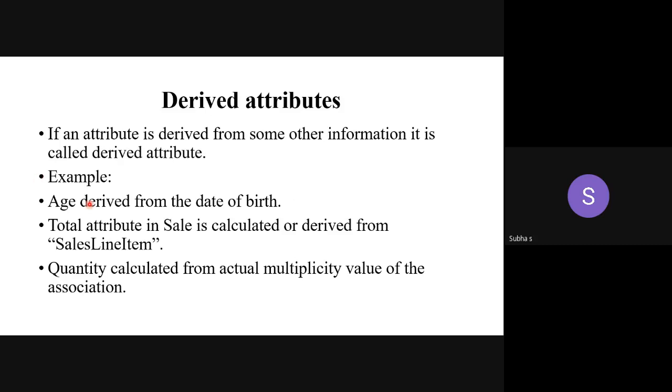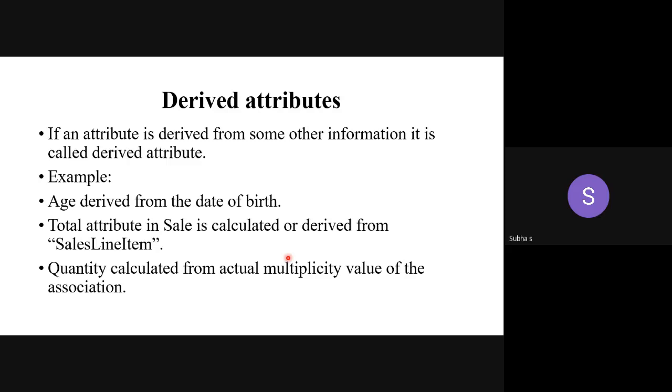Apart from that, look at this second example. An attribute called total. How can I calculate it? Only if I know the sales line items, how many items are sold. Then only I can calculate the total. If you go to a departmental store and purchase 10 or 15 items, only if I know the cost of each item can I calculate the total. So here total is the derived attribute. Also quantity. Quantity is calculated from the multiplicity value.